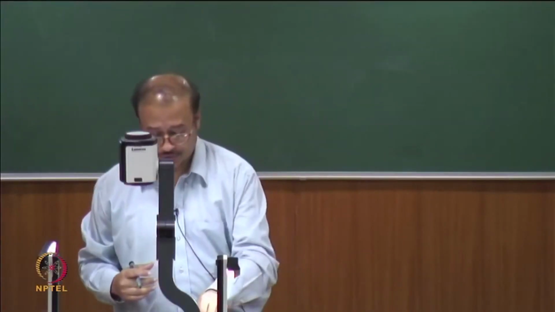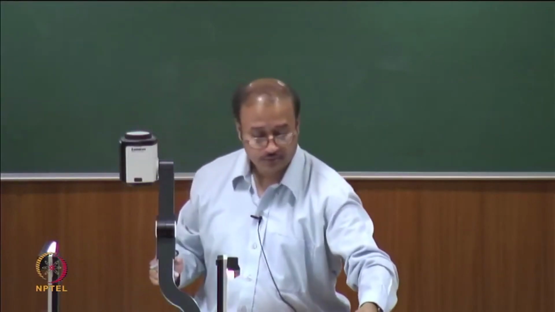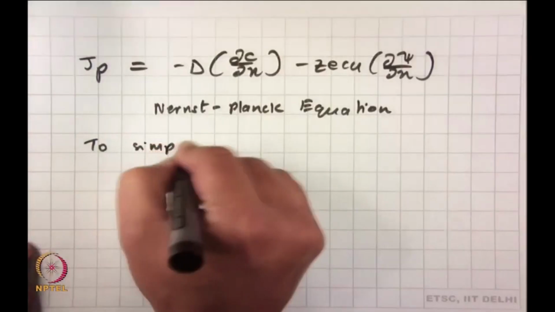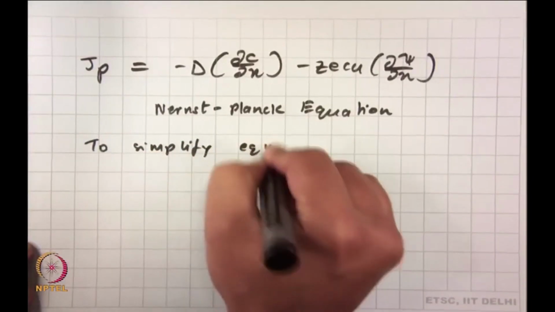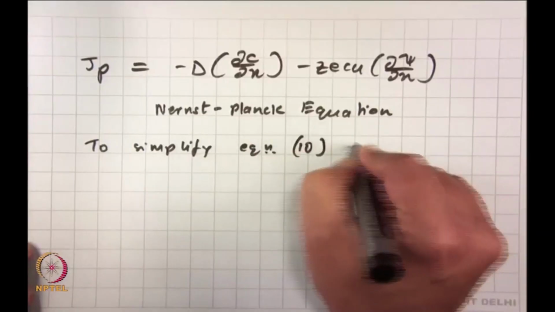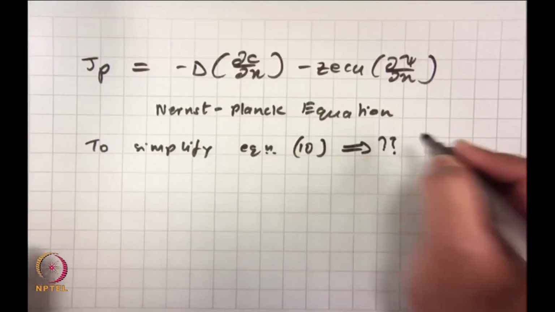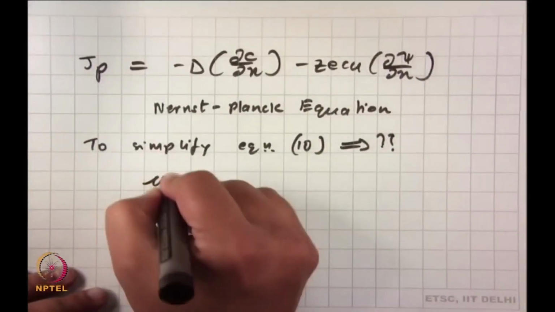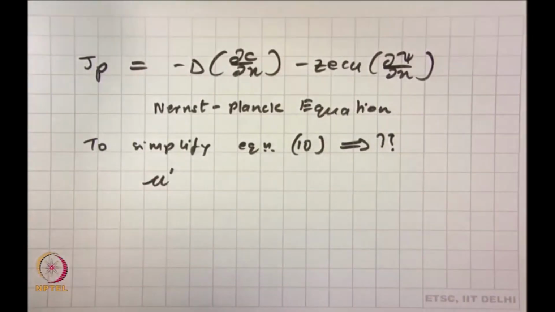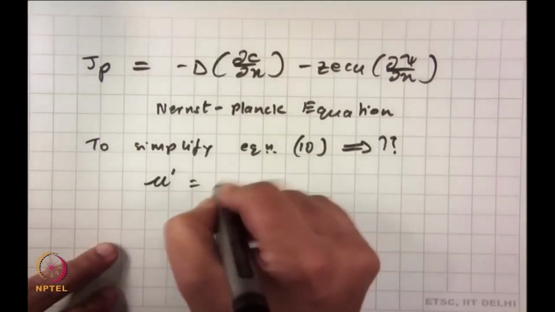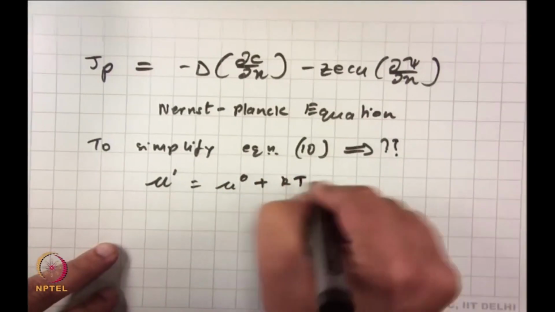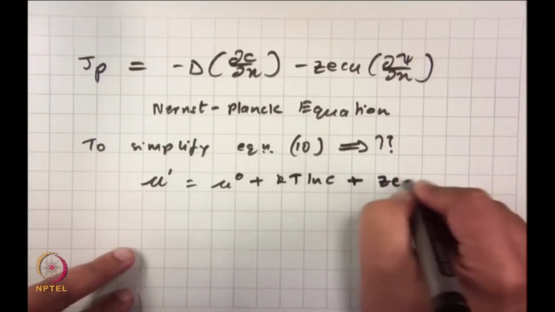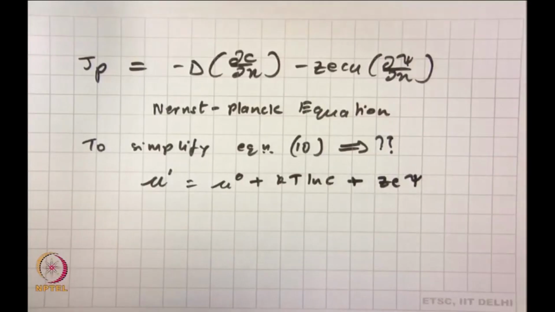Now, how can we simplify this further? To simplify equation number 10, what can we do? As we also briefly discussed last time, your electrochemical potential mu can be written as mu 0 plus k T ln C, plus Z E times psi.